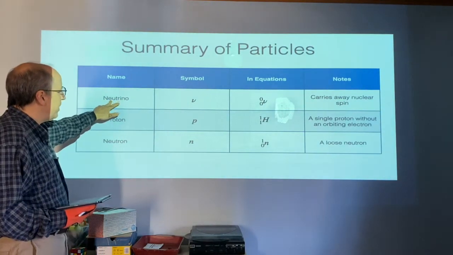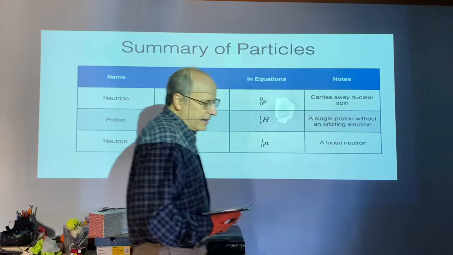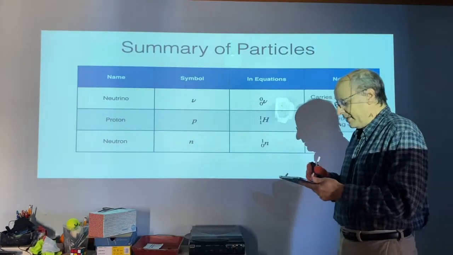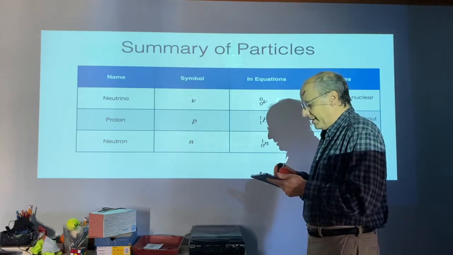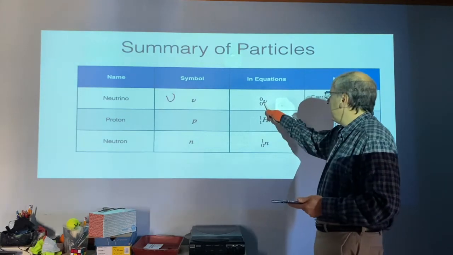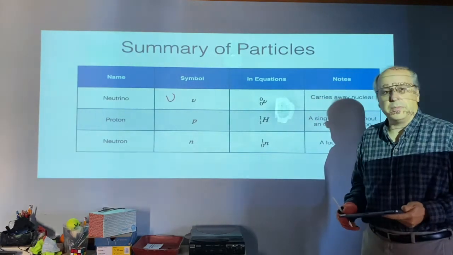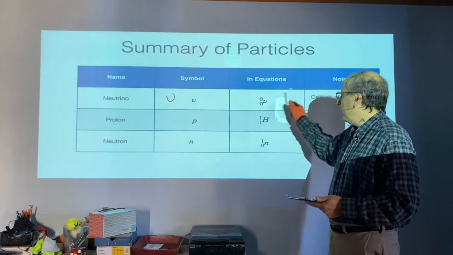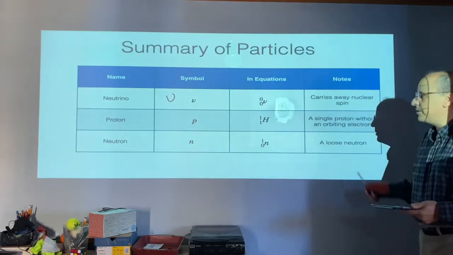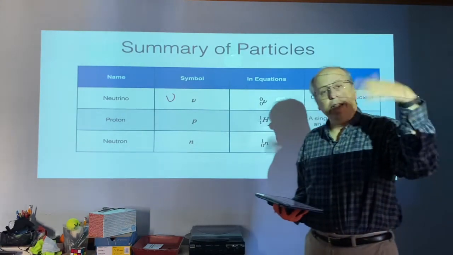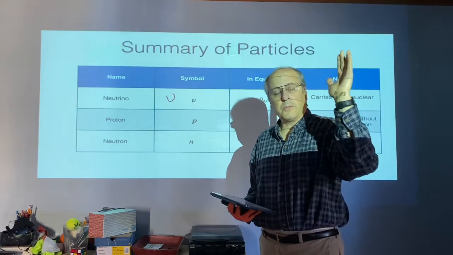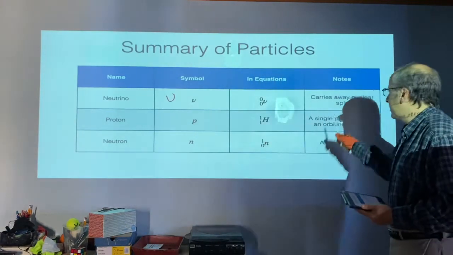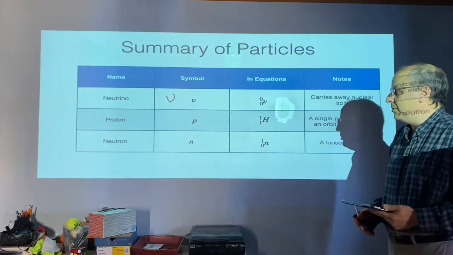A neutrino, that's the Greek letter nu. Kind of fits for neutrino. It kind of looks like a V with a little bit of a curve to it. 0, 0. Again, it has no mass, no charge. And it carries away nuclear spin. So when a proton turns to a neutron, the up quark flips to a down quark or vice versa. That spin that is lost is carried away by the neutrino.